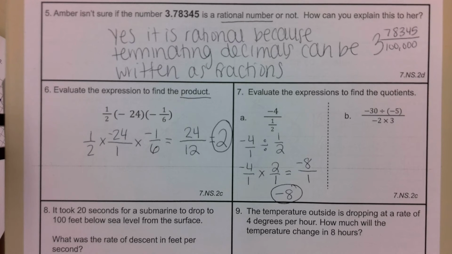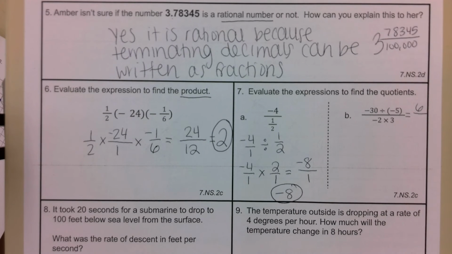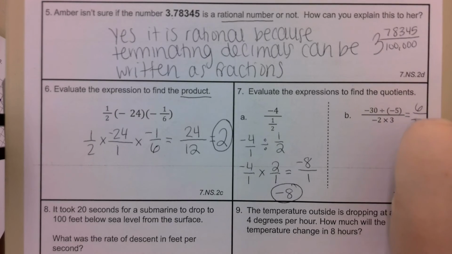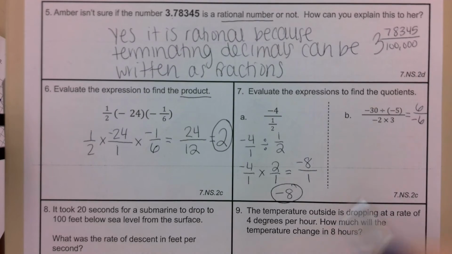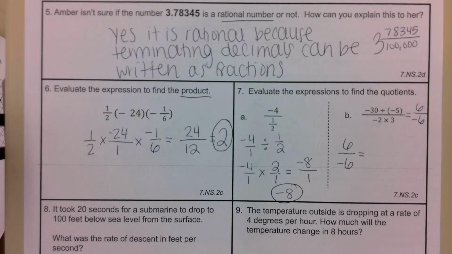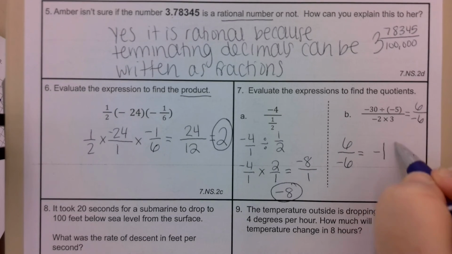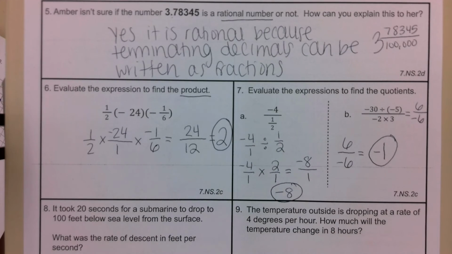Next one, let's do our numerators first, or the top numbers. Negative 30 divided by negative 5 equals positive 6. Negative 2 times negative 2 times positive 3 is a negative 6. So if I have 6 divided by negative 6, I know that 6 goes into 6 one time, and because there's one negative, it'll be a negative 1.